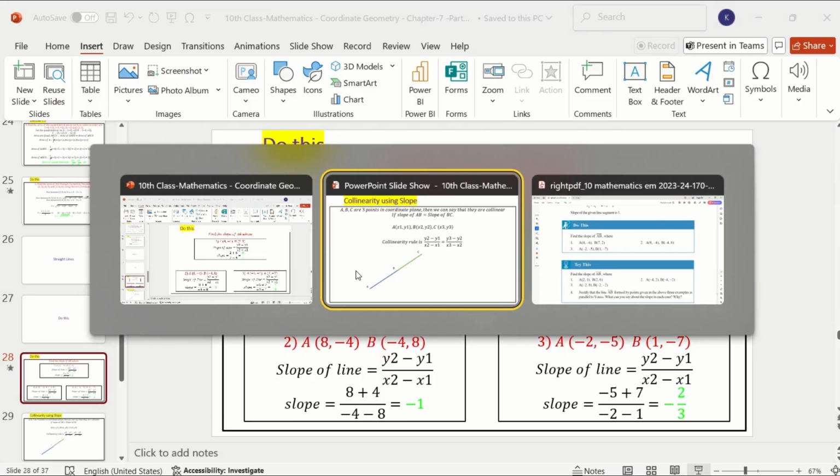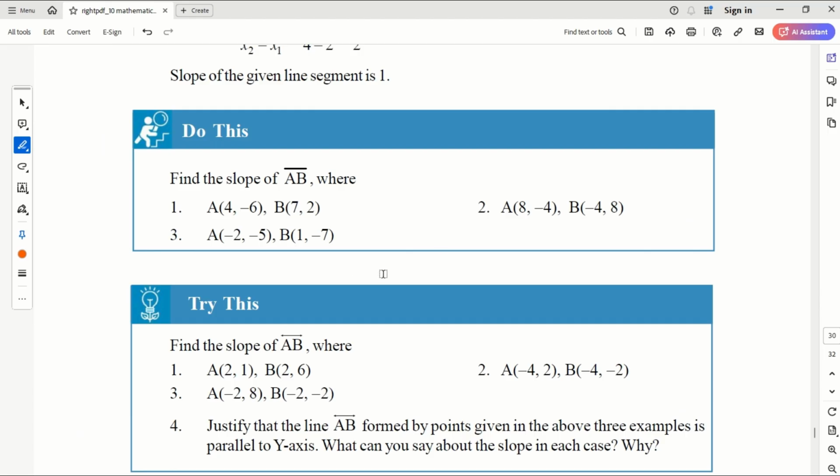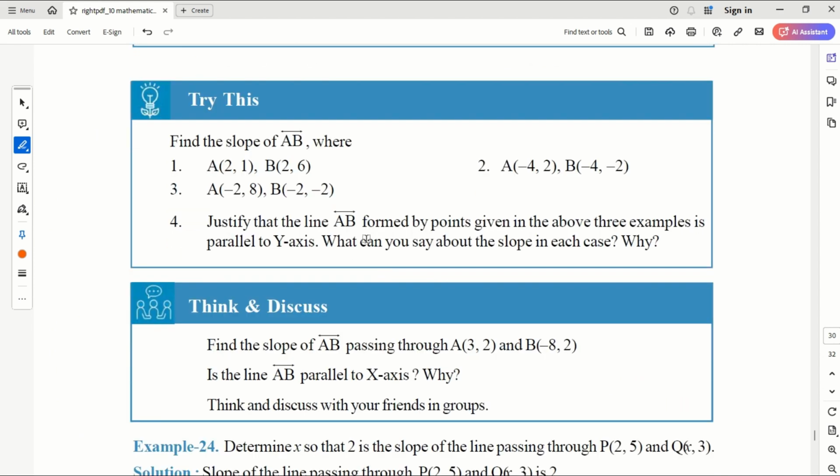We'll come to the application of slope later. Now try this section. Let's find the slope. We can do it very easily. We don't need pen and paper. 6 minus 1, 5. 5 by 0. Is it possible? Now that means this is parallel to the x-axis.